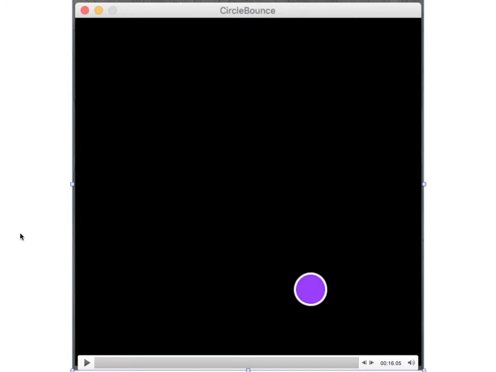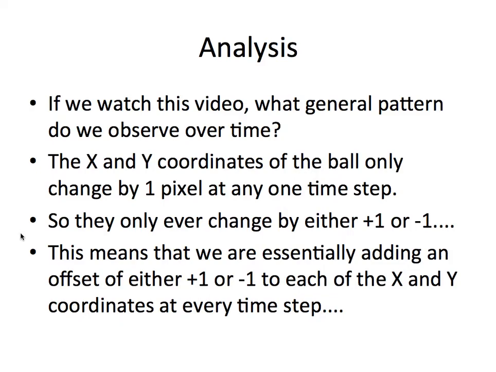So if we watch this video, what general pattern did we observe over time? What analysis of what we see allows us to come up with an algorithm for that problem? Well, the general pattern is that the x and the y coordinates of the ball only change by 1 pixel at any one time step. So they only ever change by either +1 if it's going to the right or down, or -1 if it's going to the left or up.